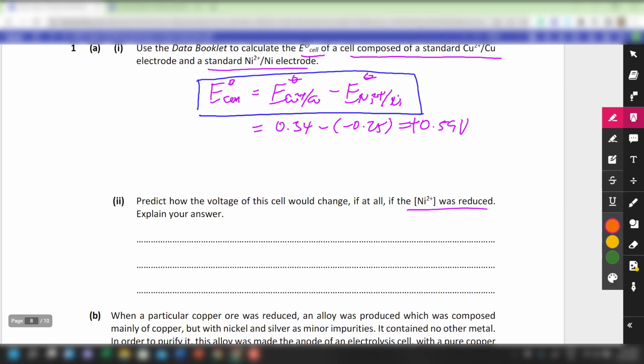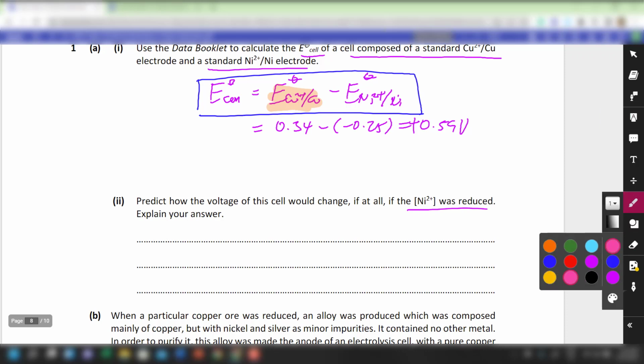Okay, so that means that over here, I'm able to say that this value will remain constant. I think such a conclusion shouldn't be too tall an order. So this will be a constant value. Okay, so I'm talking about A2 now. Then nickel 2 concentration is reduced.